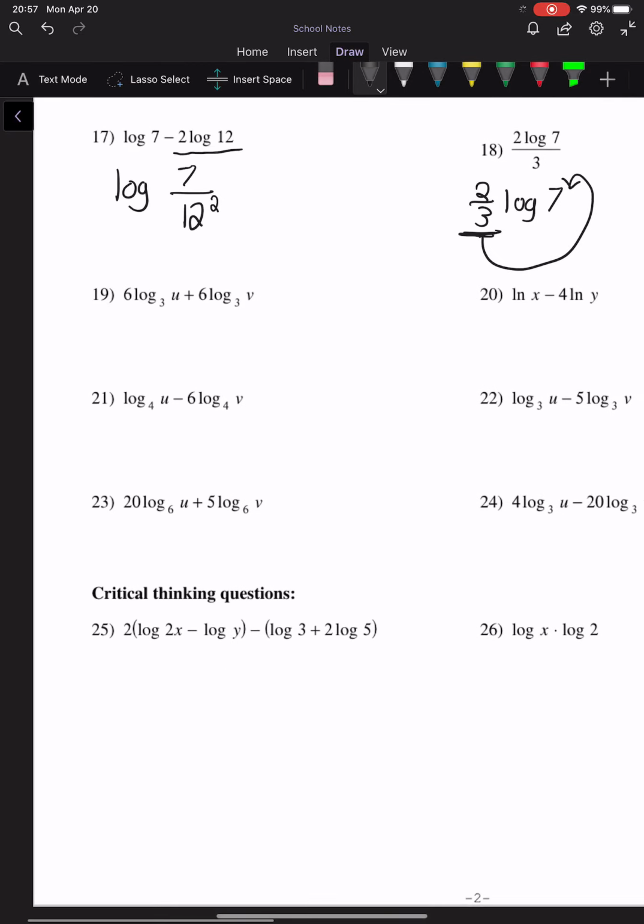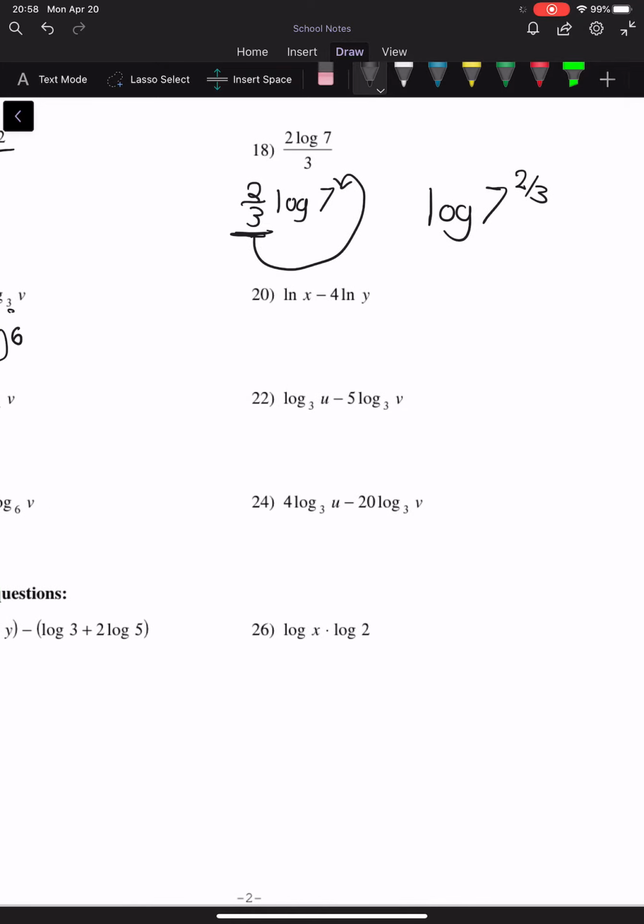Question number 19. So in this case, we have 6 log base 3 for both of them. So it's good, we don't have to worry about anything with that. So we'll have log u times v, and the log is base 3. And we're going to raise both of them to the 6th power. Again, we're just following our rules from the very beginning of that video.